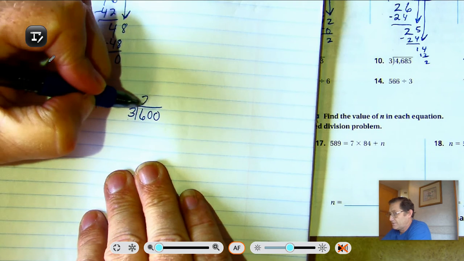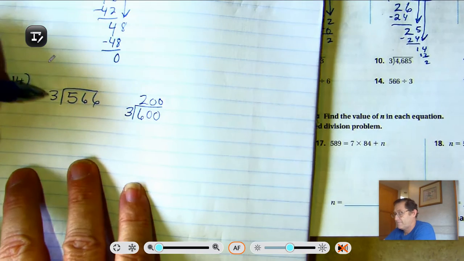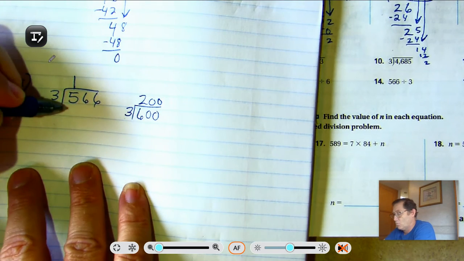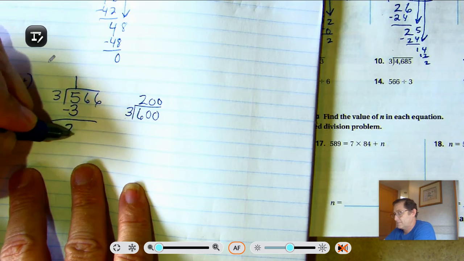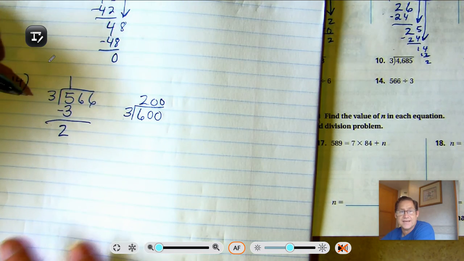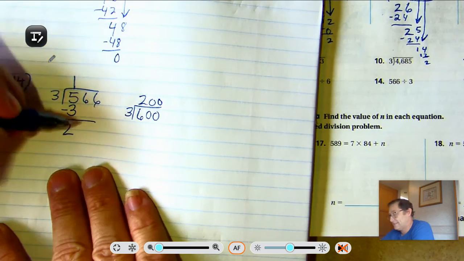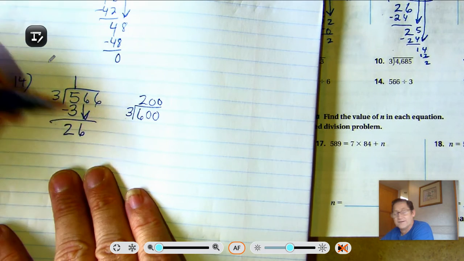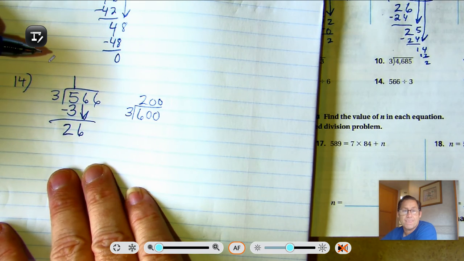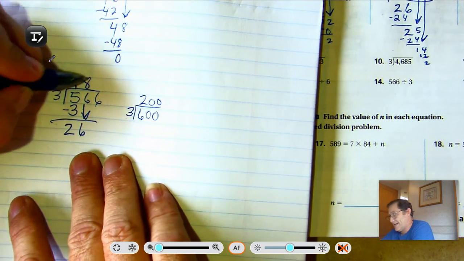So 6 divided by 3 is 2. So we should have an answer close to 200. 500 divided by 3 is 1. So I'm left with 200s. I'm going to think of those as 2 tens. So not 2 tens, 20 tens. And bring down the 6 tens we already have. So 26 tens divided by 3 is 8.